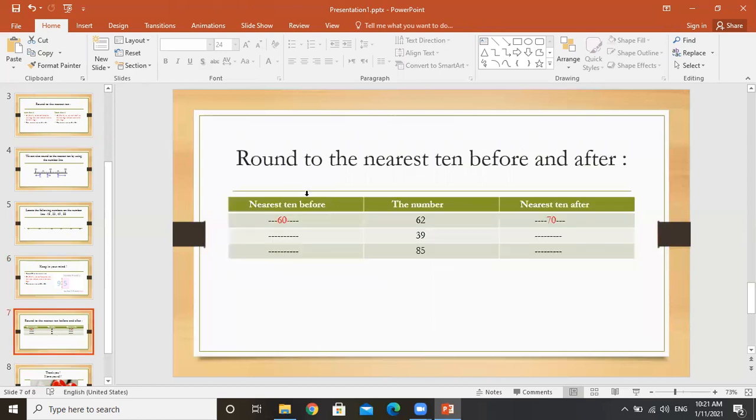Now I want you to practice and round to the nearest 10 before and after. This means that if we have 62, the nearest 10 before 62 is 60, and the nearest 10 after 62 is 70.